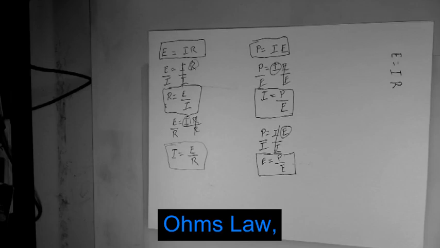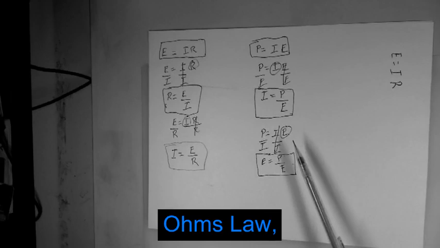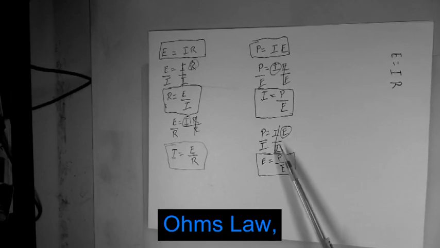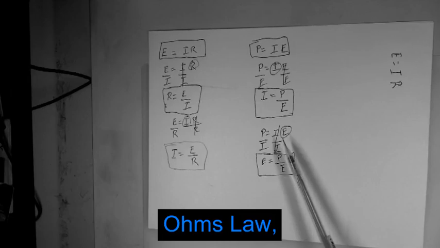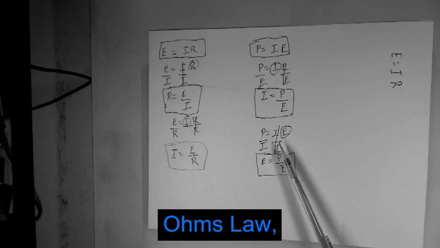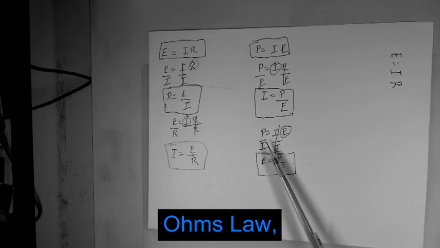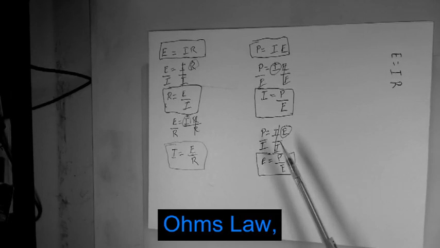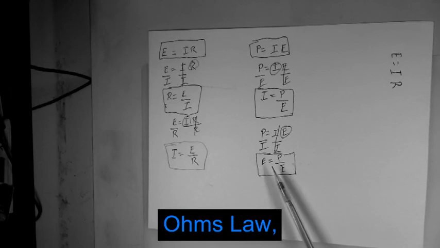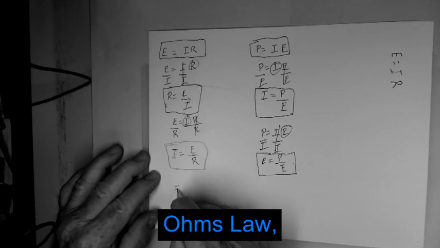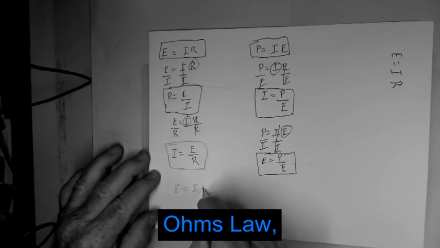So what I'm going to do now is find my last one. I want to find E in terms of P and I. So I circle my E, that's what I want to find. Then I divide both sides by I. This side I've divided by I cancels out. This side I've divided by I, and it's P over I. So E equals P divided by I. Really simple, wasn't it?